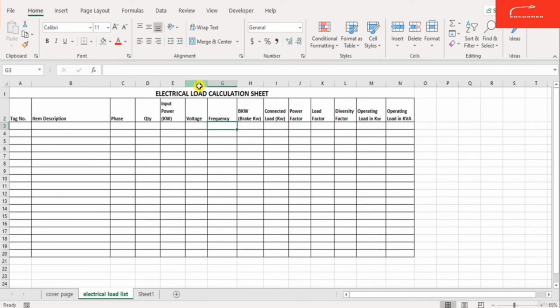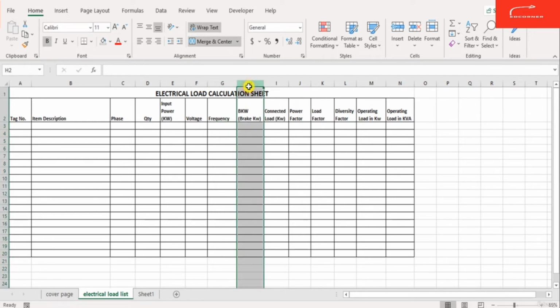Frequency. We can mention the frequency also. My dear friends, in some countries 60 Hz is the standard we are taking, whereas in some countries 50 Hz is the standard. So we can take anything as per the country requirement.